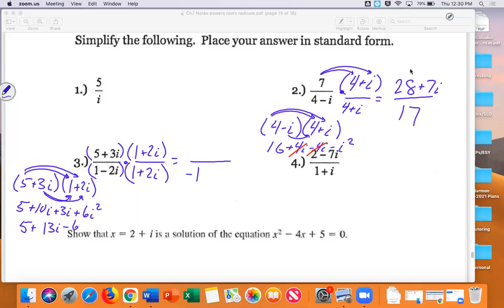And then we have 13i in the middle. Oops, sorry, that goes up top.